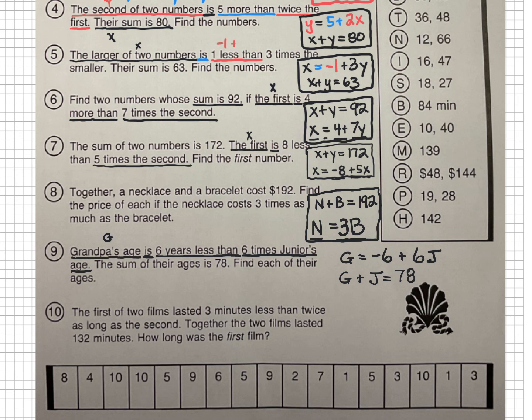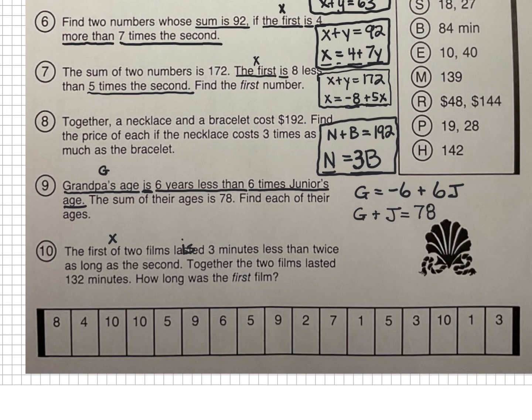And finally, the first of 2 films. So we'll say the first film is X. Anytime they just don't tell me the title, but they just say the first, usually I call the first one lasted or is. In this one they should have said is, but lasted in this one basically might as well have been is. So the first film X lasted or is 3 minutes less than.